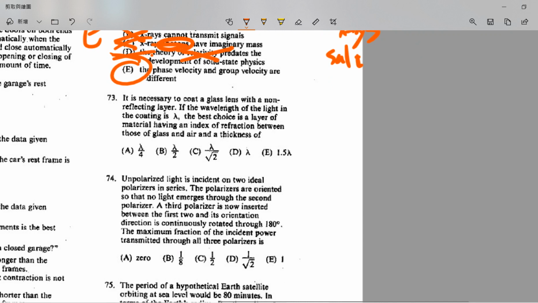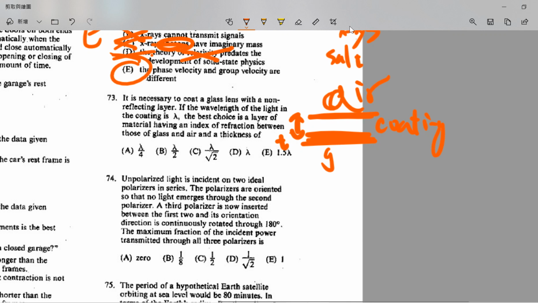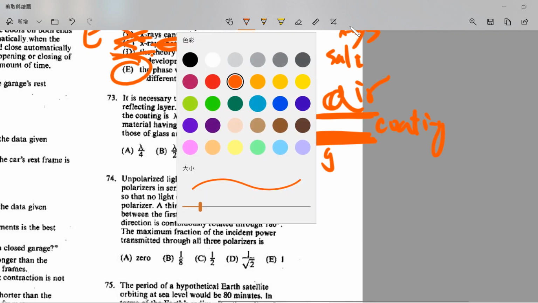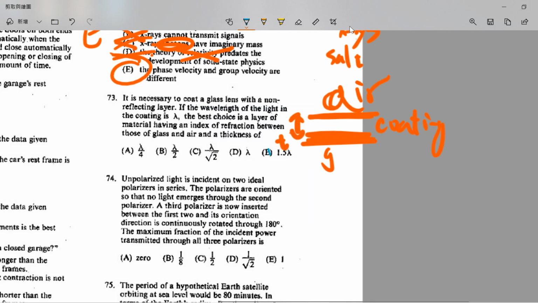Question 73 says it's necessary to coat the glass lens with a non-reflecting layer. So basically, you have glass and a coating, then air. The coating thickness is T. They ask you about the best choice for T.